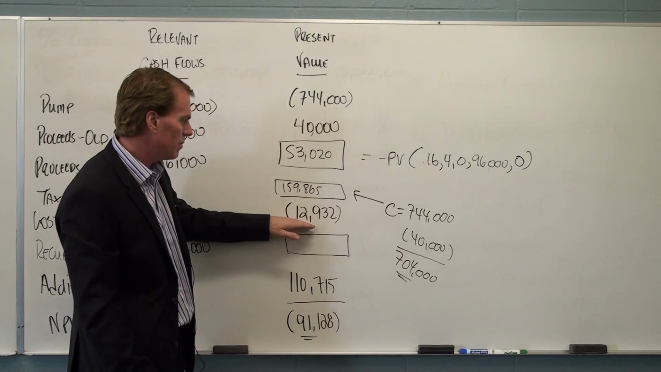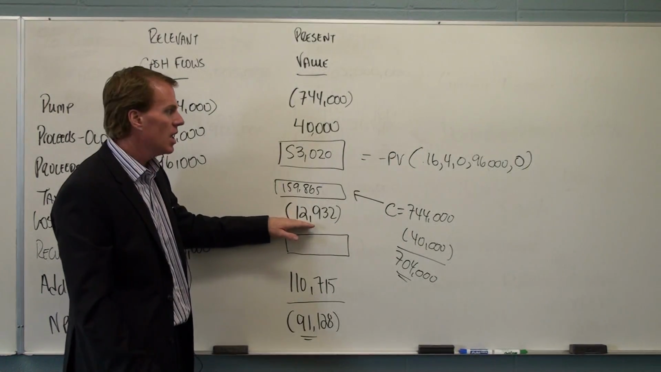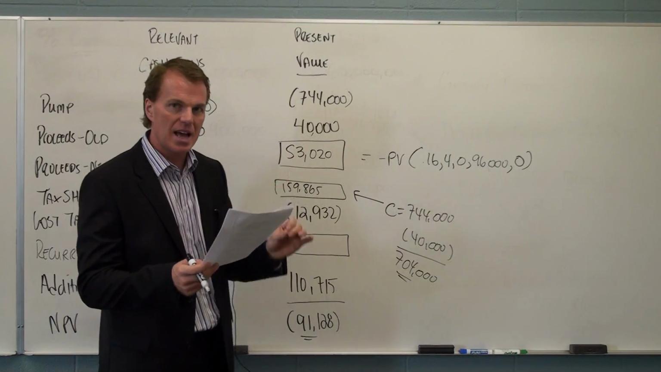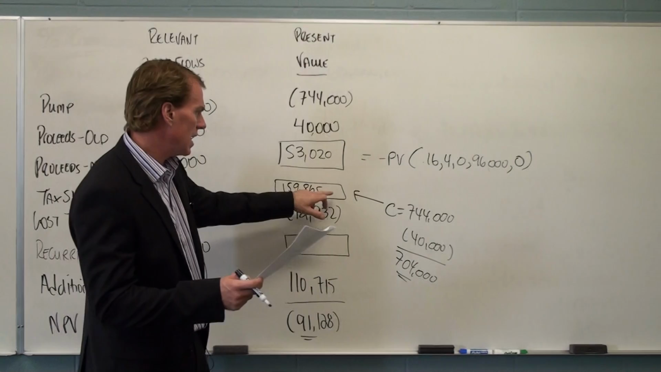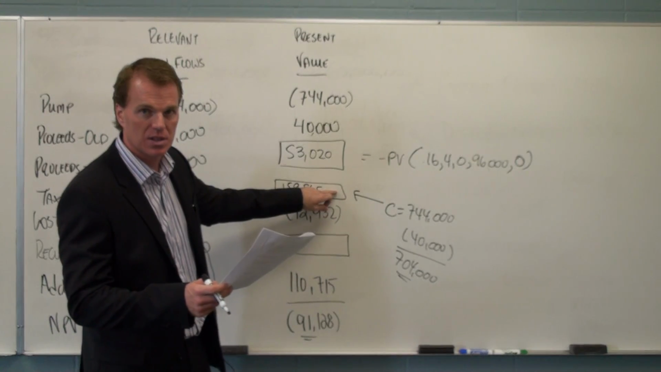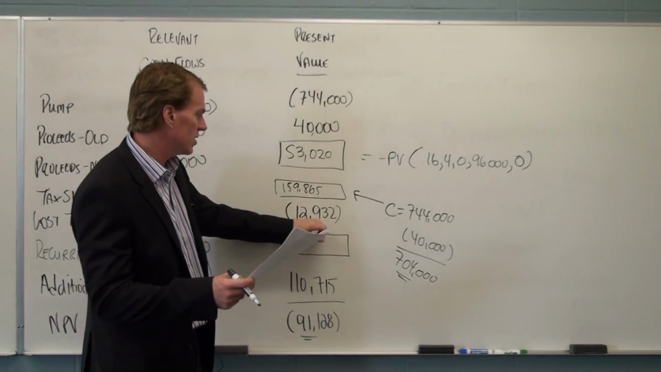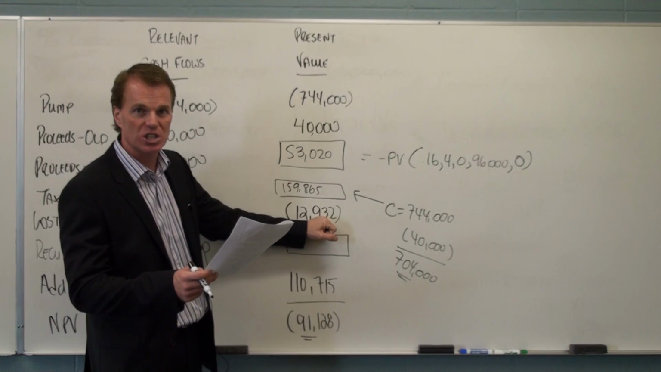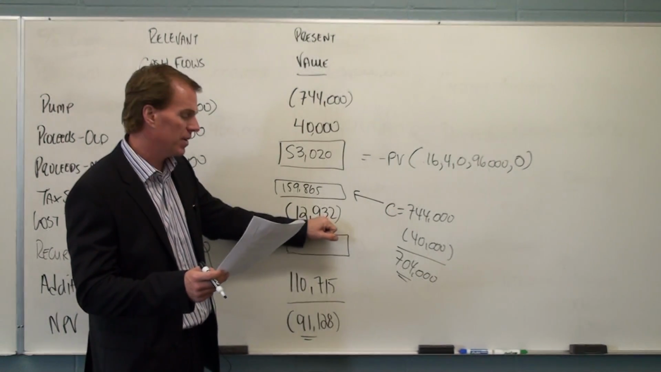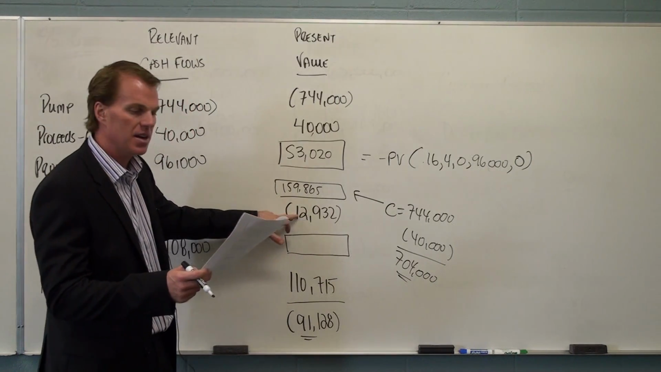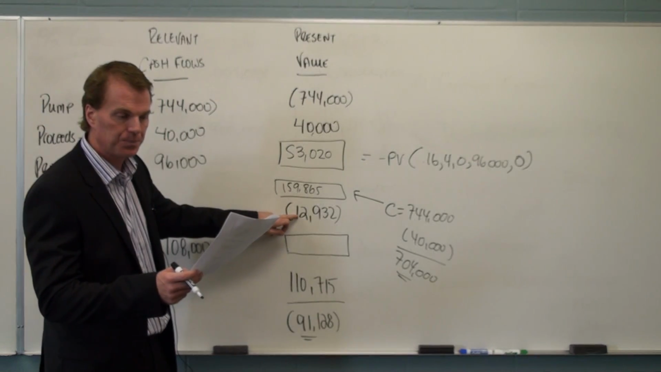Now, our next number here is the lost tax shield. Because we're going to be able to sell our pump at the end of 4 years, we're not allowed the full benefit of this. We have to consider that we're going to lose some of our tax shield because we're going to be able to sell our old pump. And notice that it's a negative value.